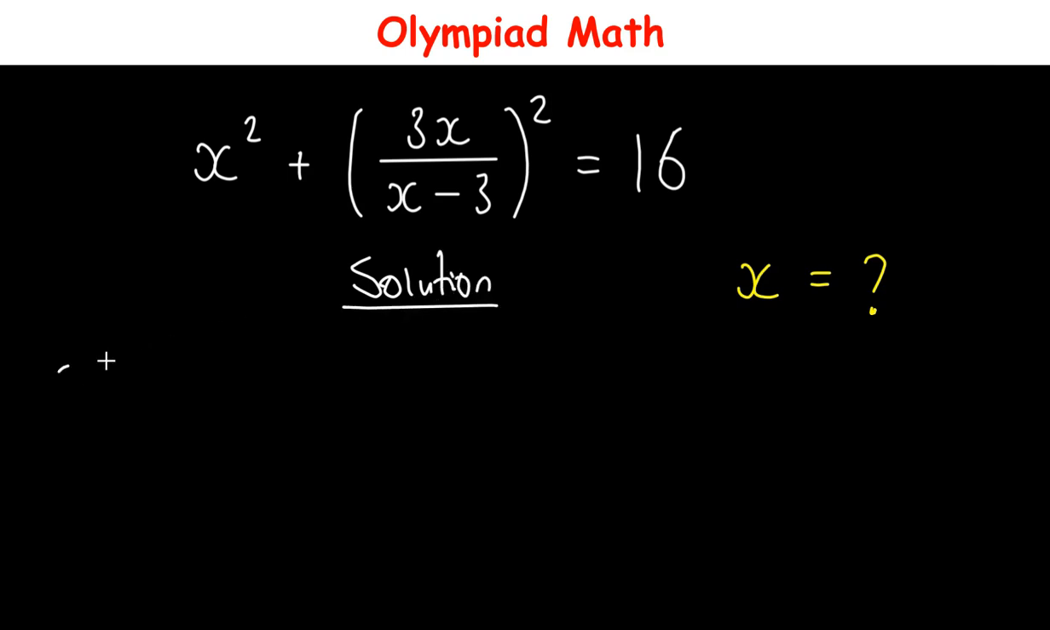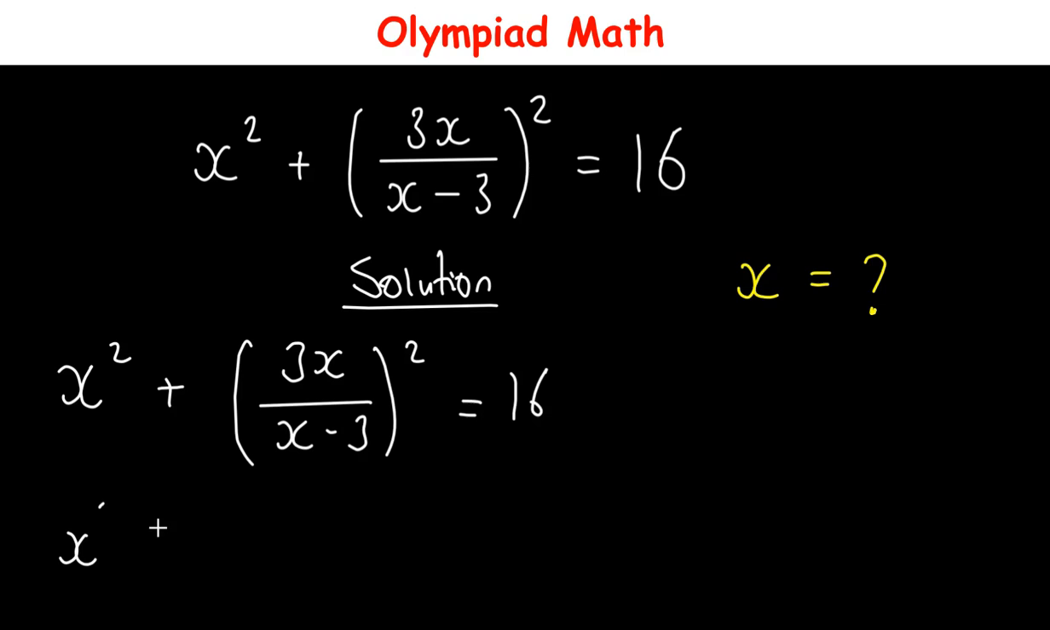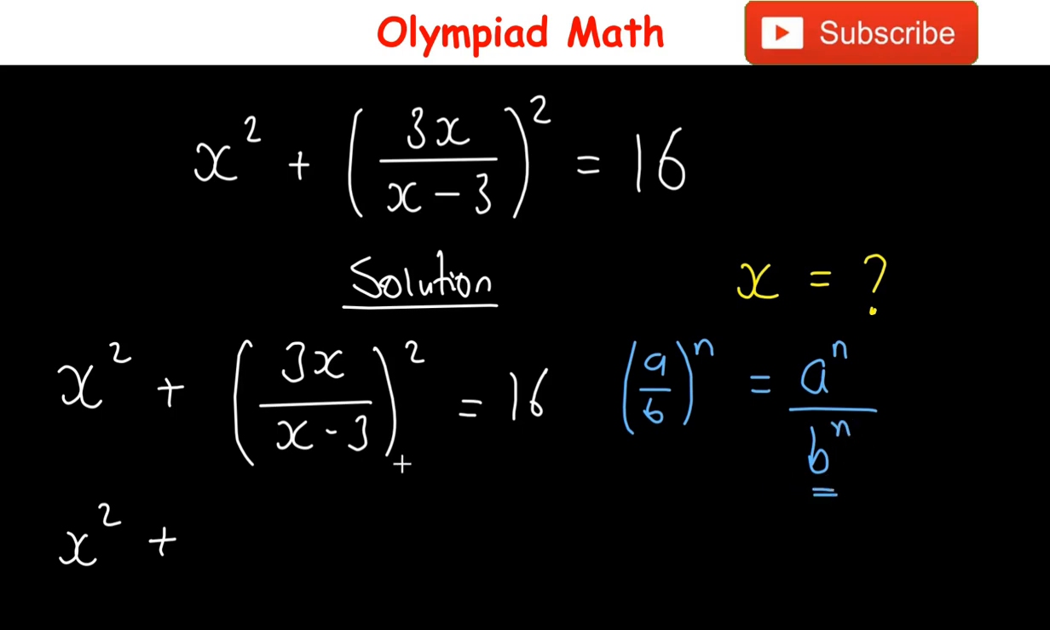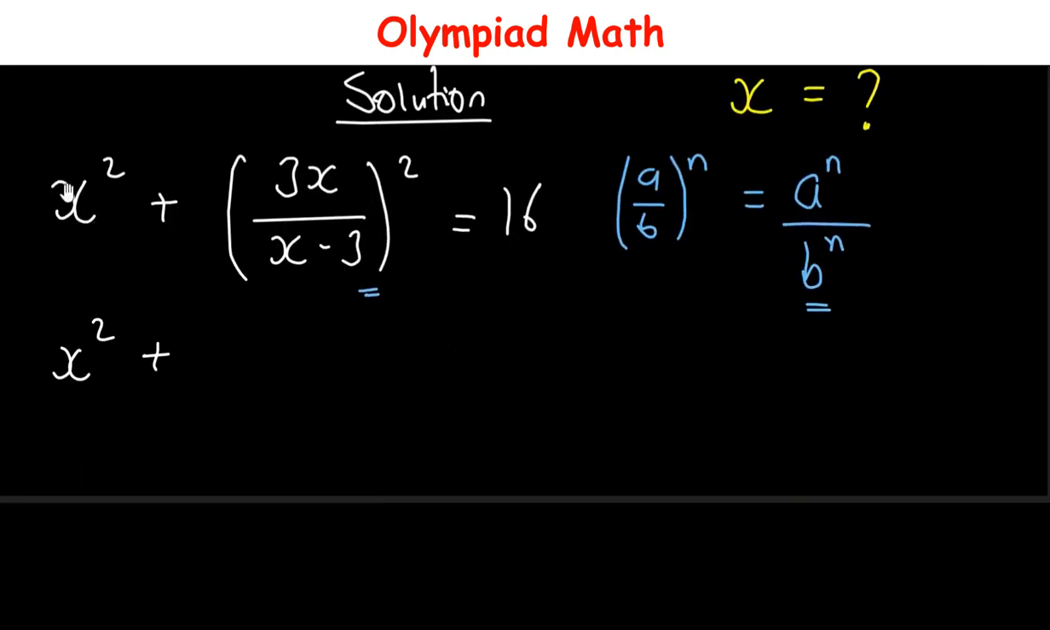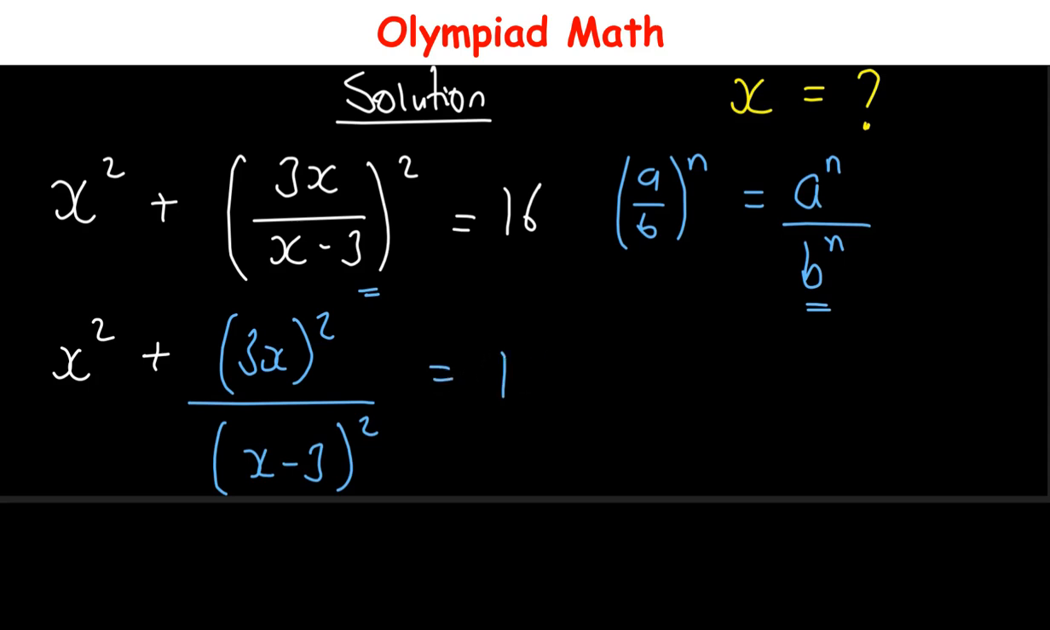So to solve this, we have x squared plus in bracket 3x over x minus 3 all raised to power 2, and this equals 16. Then applying this rule of indices that if you have in brackets a over b all raised to power n, this equals a raised to power n over b raised to power n. Applying this rule, what we then have is 3x all raised to power 2 divided by in bracket x minus 3 all raised to power 2, and this equals 16.